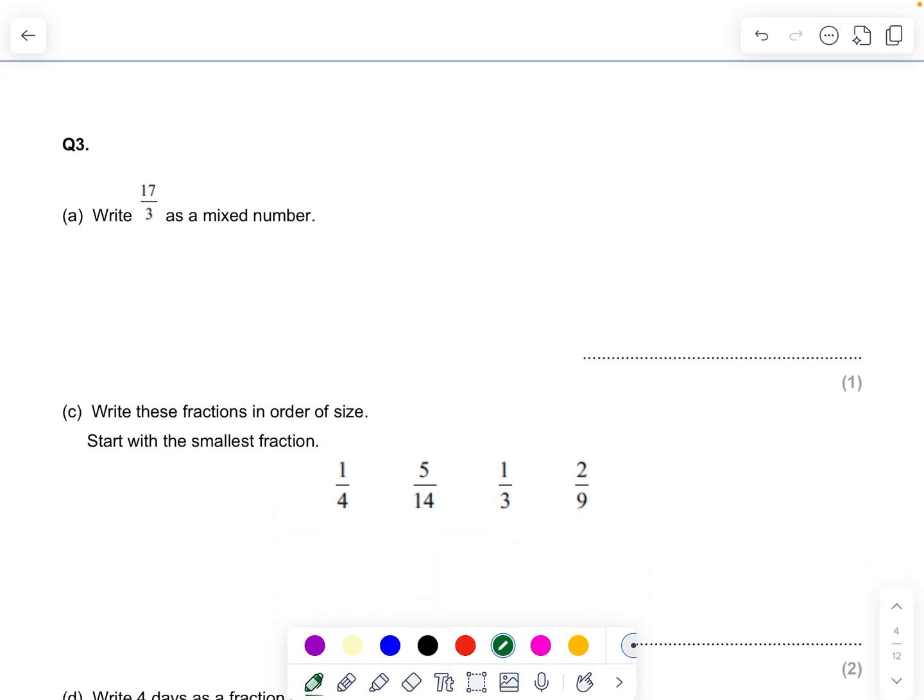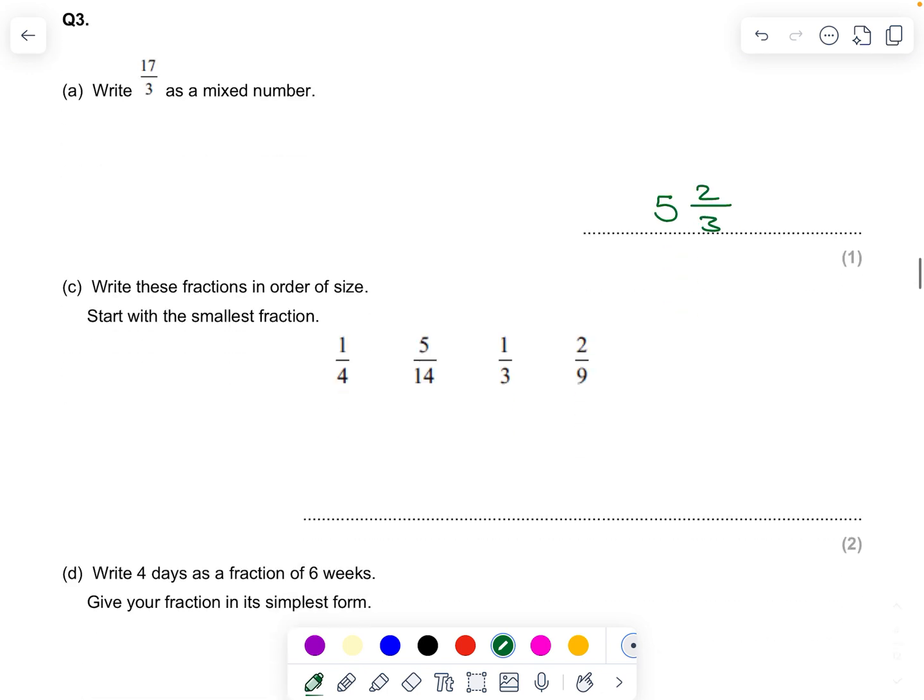write 17 over 3 as a mixed number. So how many 3's go into 17? It's 5 wholes, remainder 2, so that's 2/3. The denominator stays the same.